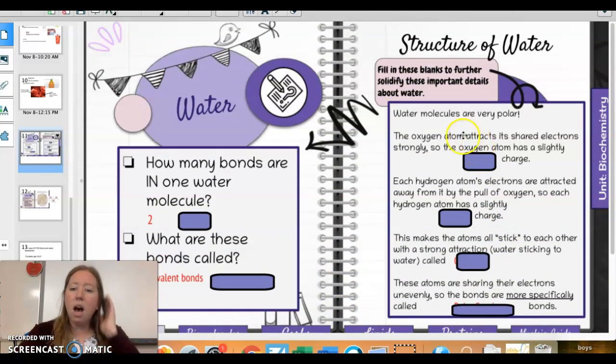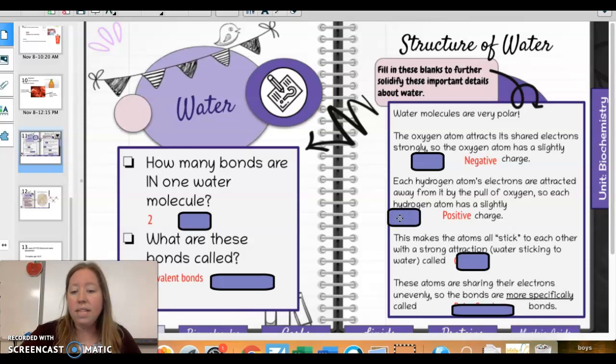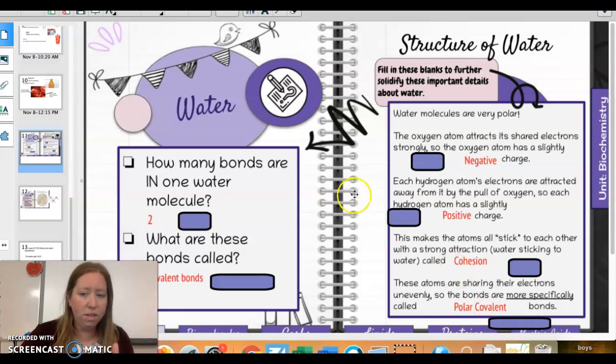Over here it says, water molecules are very polar. The oxygen atom attracts its shared electrons strongly, so the oxygen atom is going to be slightly negative. Each hydrogen atom has its electrons attracted away by the pull of the oxygen, so hydrogen atoms are slightly positive. This makes the molecules stick together with a strong attraction, water sticking to water. Which one was that, cohesion or adhesion? It would be cohesion, water sticking to water. Adhesion is when water sticks to something else. These atoms are sharing the electrons unevenly, which we call a polar covalent bond.